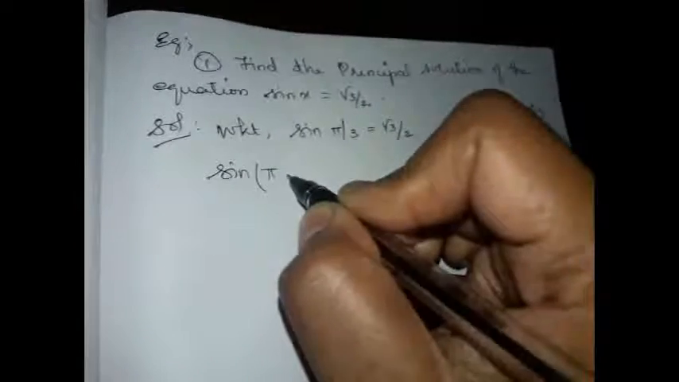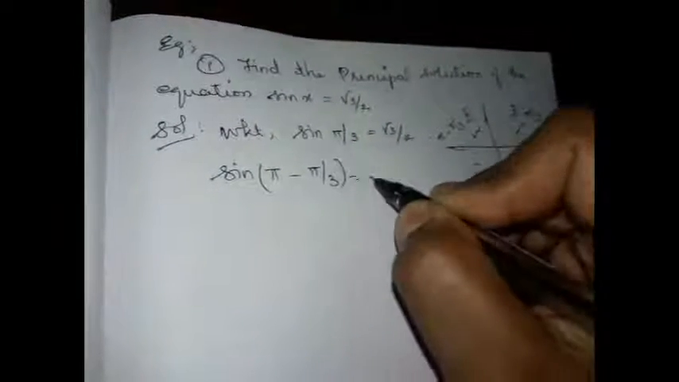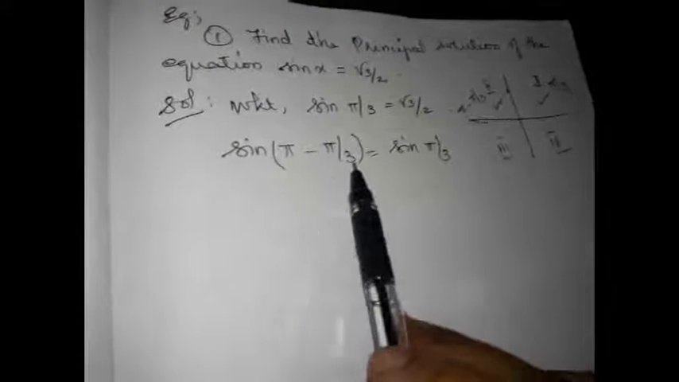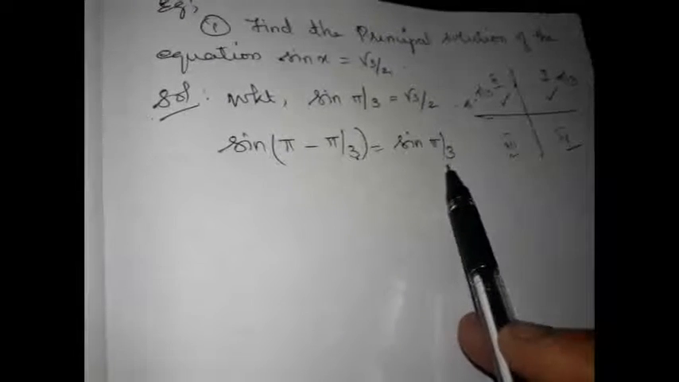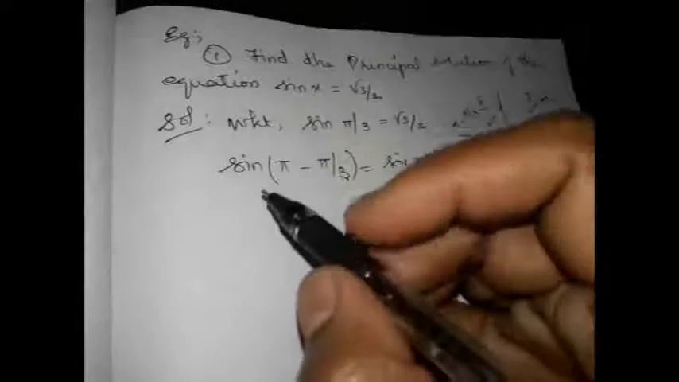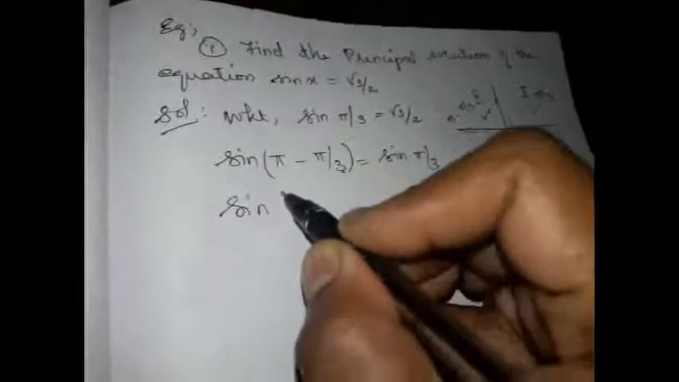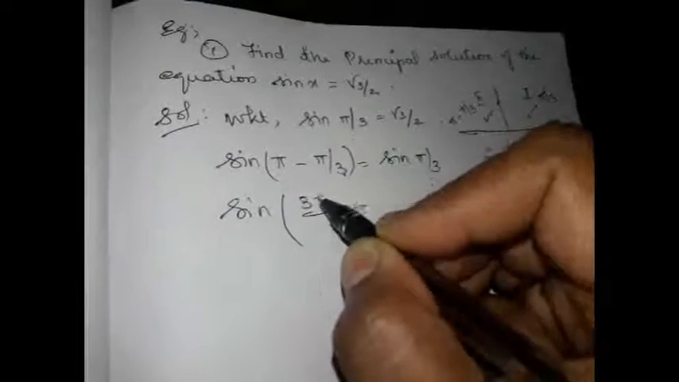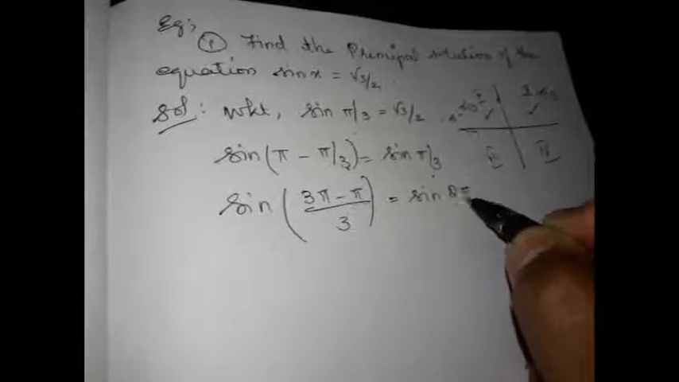So this can be written as sine of pi minus pi by 3, which is going to be sine pi by 3 only, because we know that sine of 180 minus theta is sine theta. Alright. So sine pi by 3 can also be written as sine of pi minus pi by 3. Now let us find out what is pi minus pi by 3. If you take the LCM, this will become 3 pi minus pi, which is equal to 2 pi by 3. Alright. Thus we found the principal solution of x.